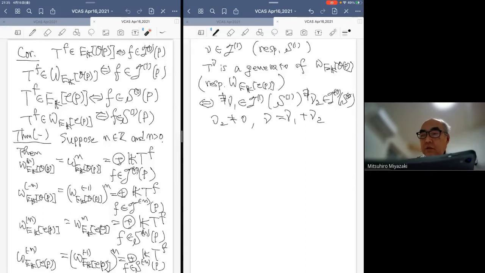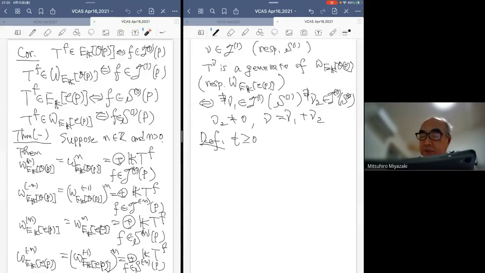And I have described the generators condition of this by the notion of N sequence or N prime sequence. I named N sequence, N prime sequence. I give a definition here.